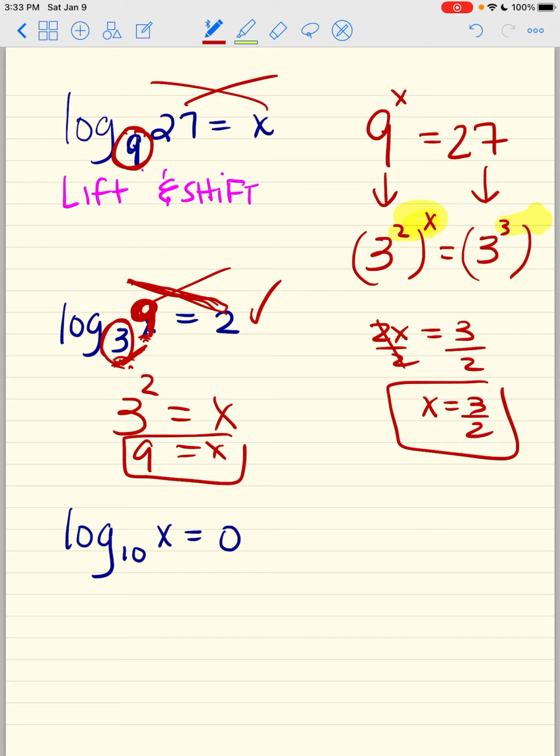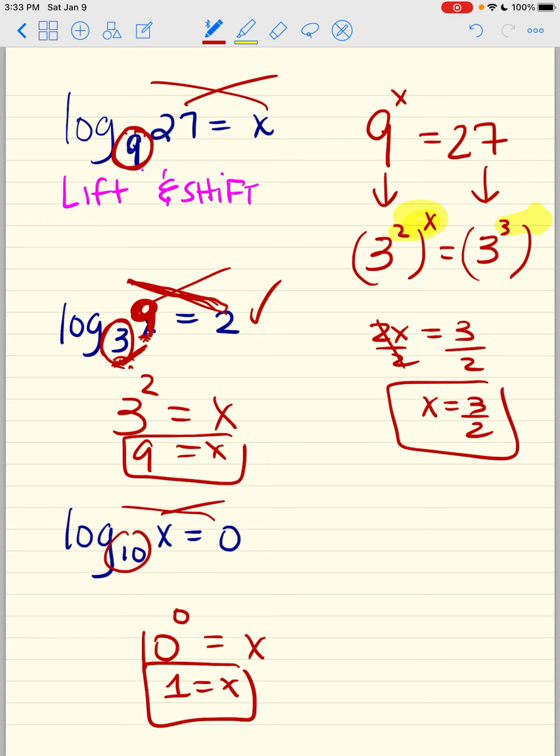I put the 10 there for you. Typically, the 10 will not be placed there for you. You will have to put the 10 there, okay? Lift, we're going to lift what's on the floor and shift. 10 to the 0 is equal to x. Remember, everyone, 10 to the 0 is 1.